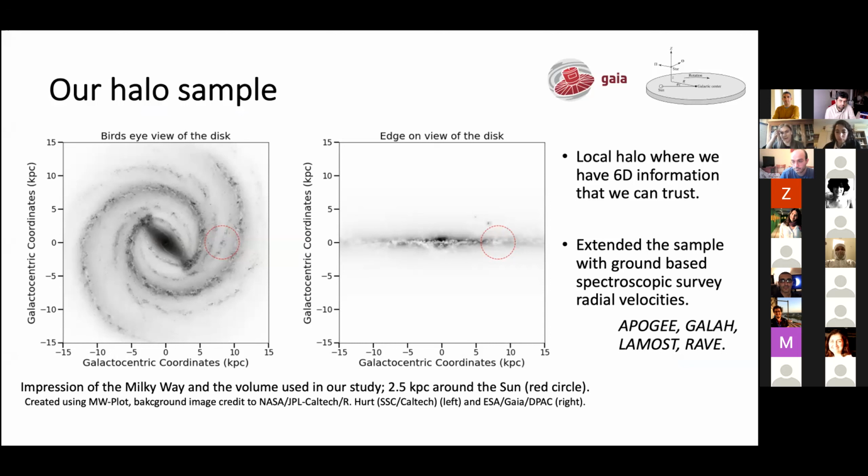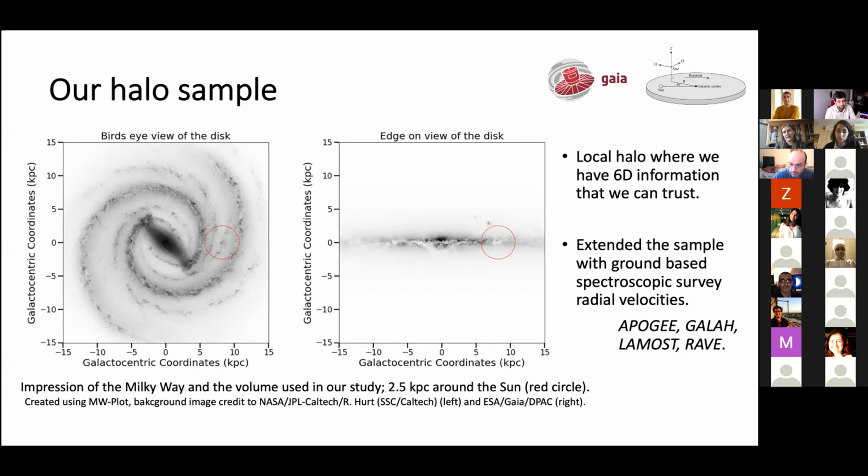but we also extend the sample slightly. So instead of just using stars that have radial velocities from Gaia, we also use stars that have radial velocities from these ground-based spectroscopic surveys, so APOGEE, GALAH, LAMOST, and RAVE. And this gives us a sample of around 51,000 stars that we call our halo sample.